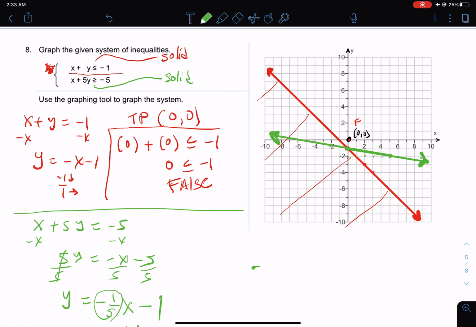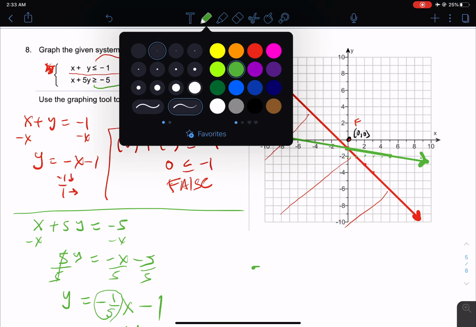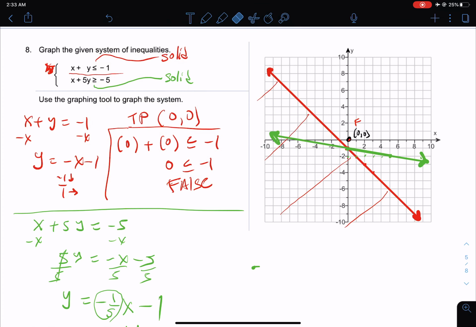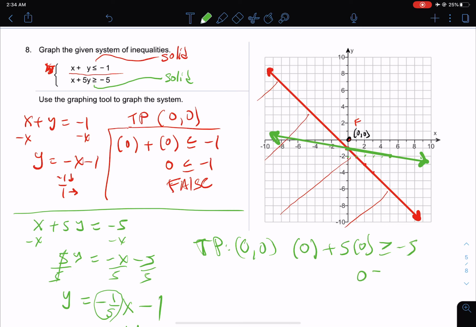Now I need to get a test point to see which side to shade on. So my test point is going to be, of course, 0, 0. Test point, 0, 0. We go to the green inequality, which said X plus 5 times y is greater than or equal to negative 5. Put in a 0 for x and y, and I get 0 is greater than or equal to negative 5. Is that true or false?